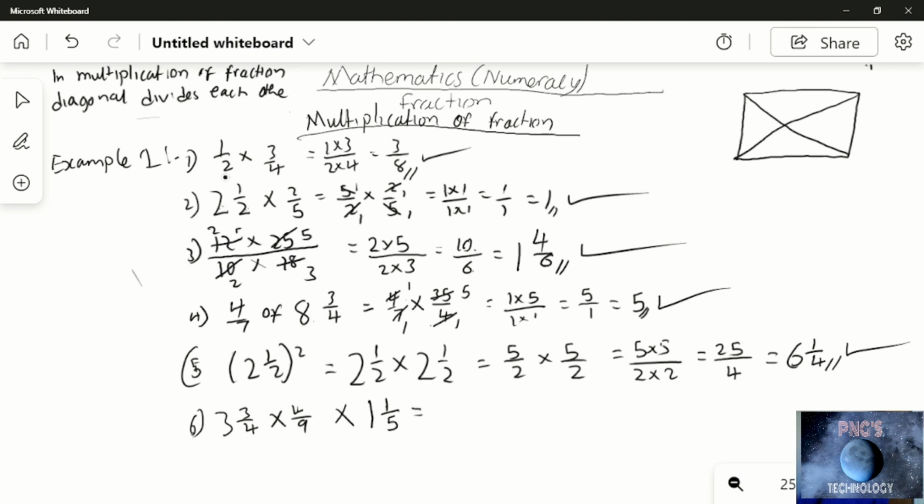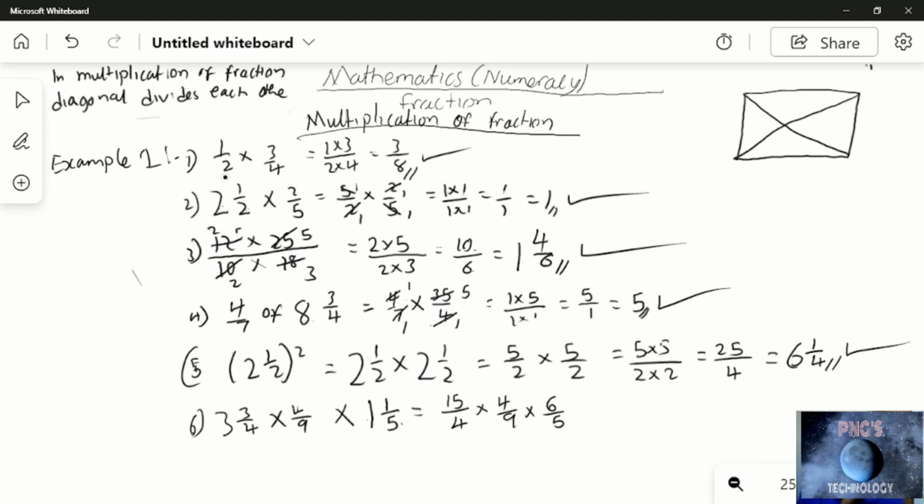So changing this mixed fraction to improper fraction, 4 times 3 is 12, 12 plus 3 is 15. So I have it as 15 over 4 times, that one is already a proper fraction, 4 over 9 times 1 times 5 is 5, plus 1 is 6, 6 over 5.